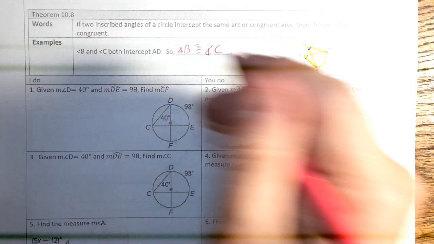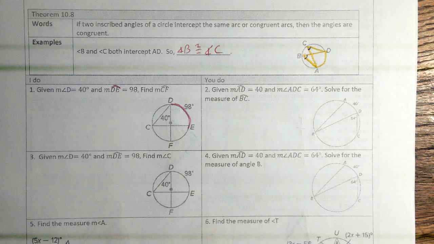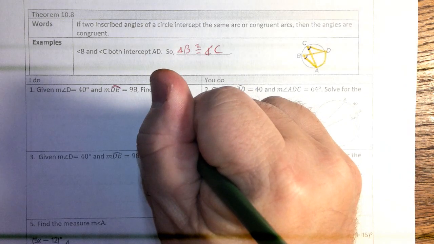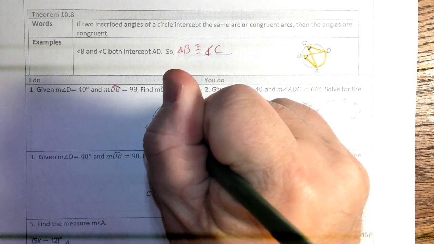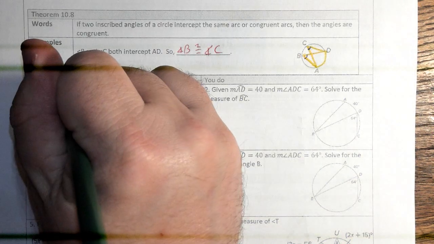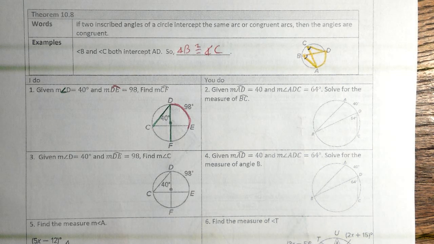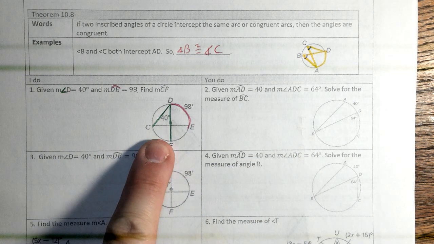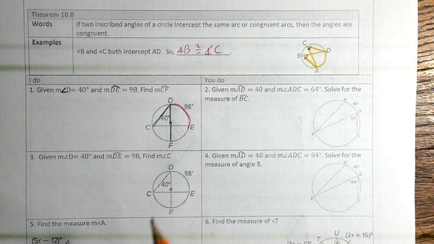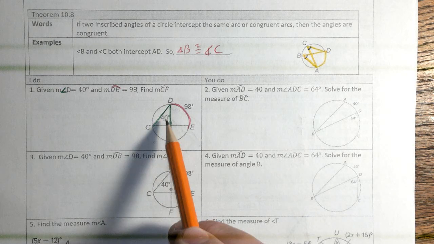Alright, so we'll just say DE's pink, and it's 98, and angle D is 40. You see that angle D makes CF here. That's going to be important. Okay, so we want to find CF. So 98, 40, CF. So remember, the angle is half of the arc. The arc is double the angle.